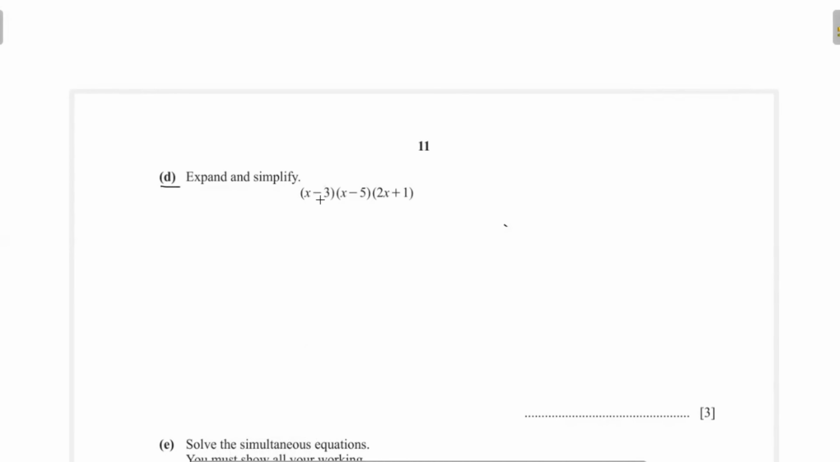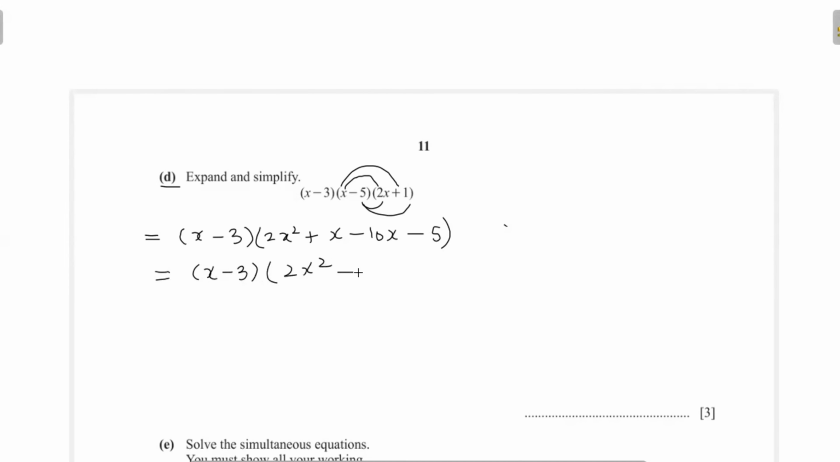Part D, expand and simplify (x − 3)(x − 5)(2x + 1). Firstly, we will multiply the last two expressions. Therefore, we can write this x − 3 into, firstly we multiply x into 2x, this will be equal to 2x squared, x multiplied by 1, we get plus 1x. Next, minus 5 into 2x, minus 10x. Minus 5 into 1 is minus 5. And therefore, we can write this (x − 3)(2x squared minus 9x minus 5).